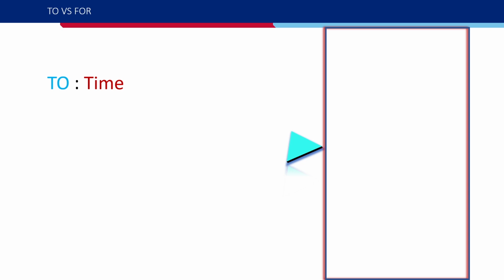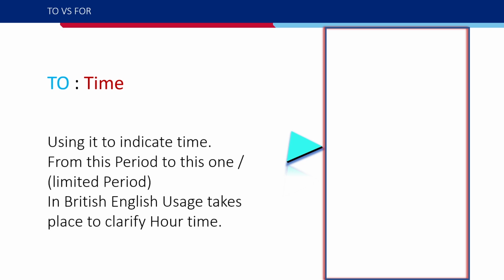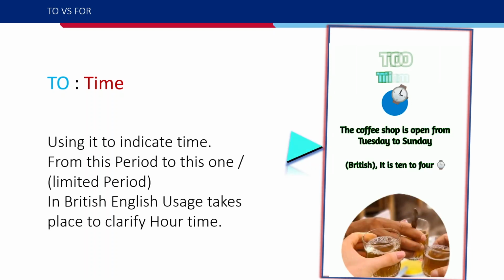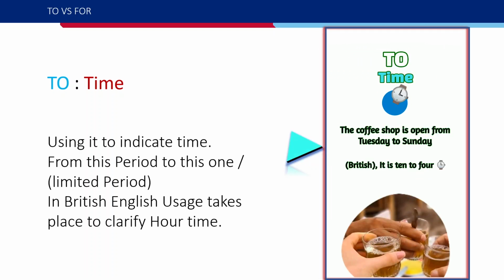When we talk about time and use "to", we are indicating time from this period to this one. It is a limited period. For example, the coffee shop is open from Tuesday to Sunday. And another example, in British English, we usually use "it is 10 to 4" or "it is 5 to 4".